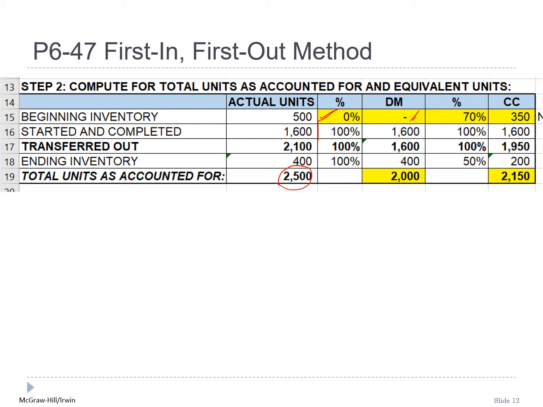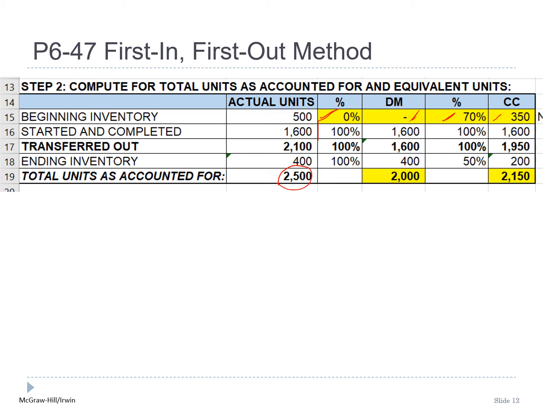Now, when it comes to conversion cost, according to the problem, the conversion cost of the units in the beginning inventory is 30% complete as to conversion. So for it to become 100%, it needs an additional 70%, because the 30% was already given last month. So here is the 70%. 70% times 500 is 350.